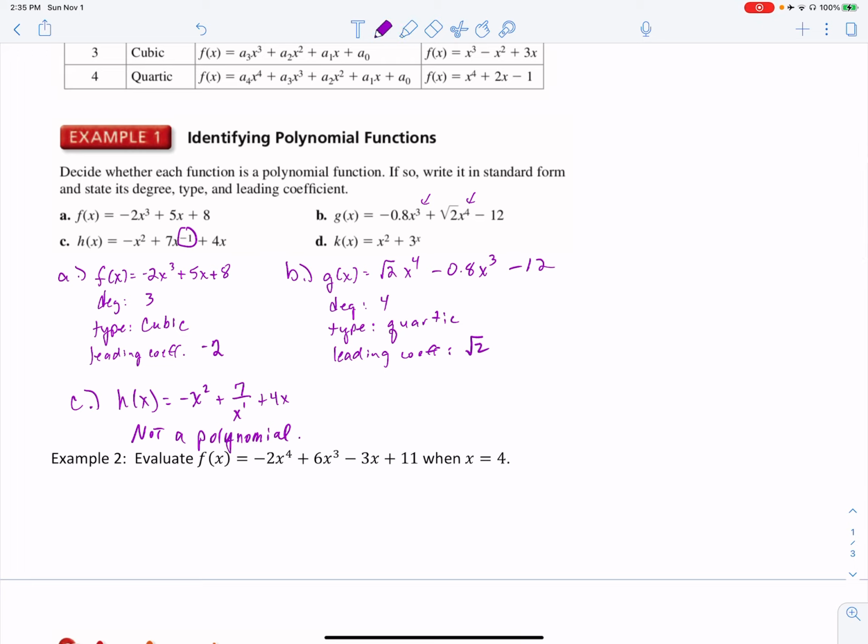And then part D, notice that we have this k of x is x squared plus 3 to the x. That exponent right there is not a whole number. And so anyway, this is not a polynomial.